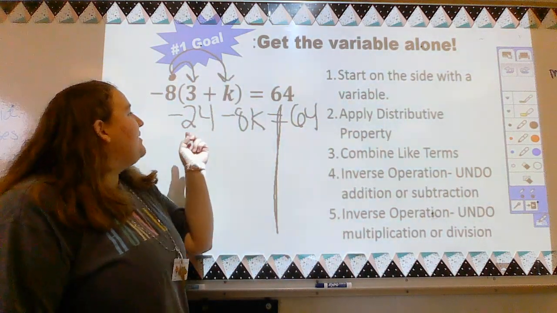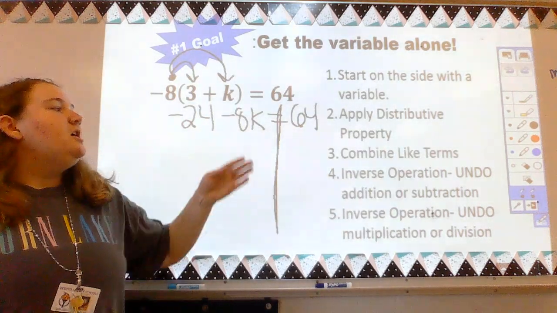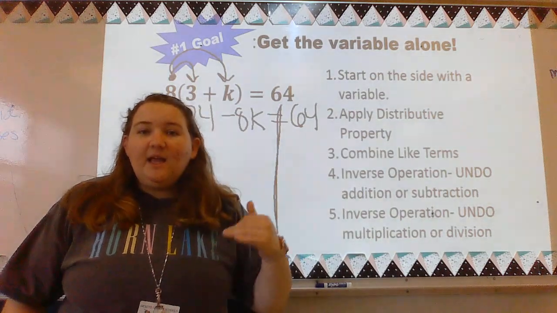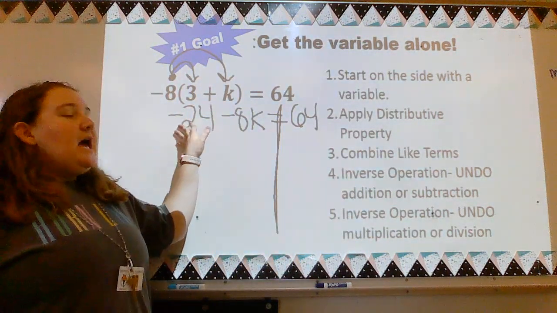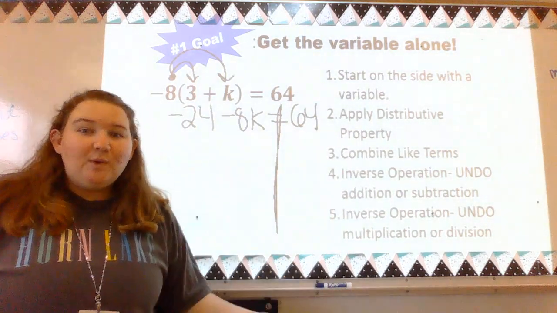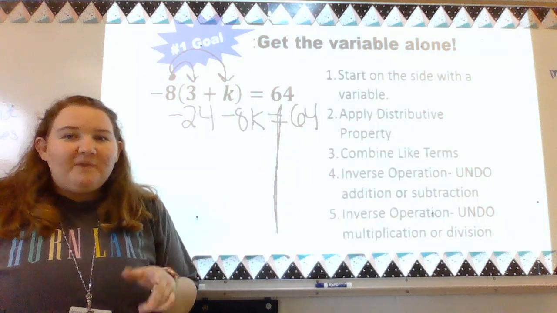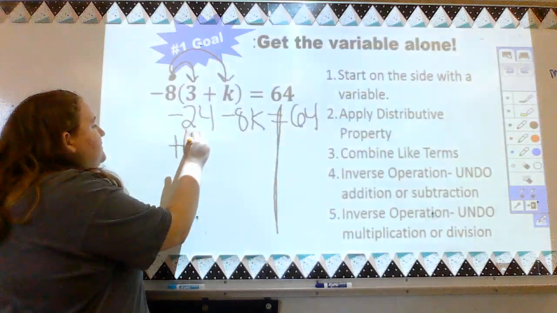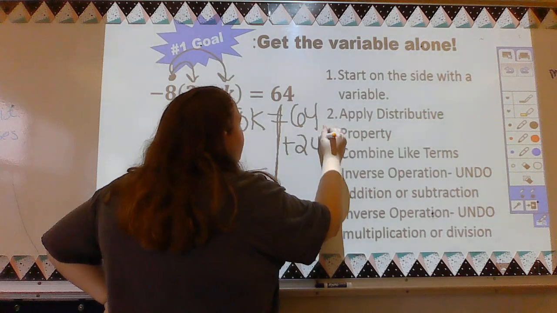So look at your terms here. I have a constant and then I have a variable. There's nothing really to put together. So we're going to skip it and then we're going to go to inverse operations, getting k by itself, okay? So negative 24. We want to get rid of negative 24 first before we get rid of the 8, okay? So negative 24. The opposite of negative 24 is positive 24. So I'm going to add 24 on both sides.